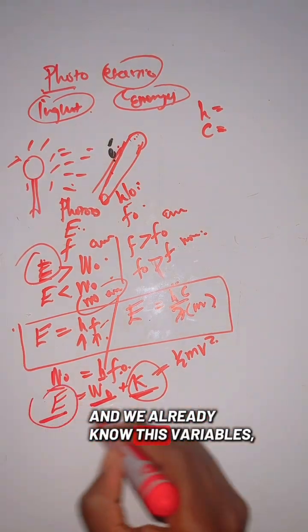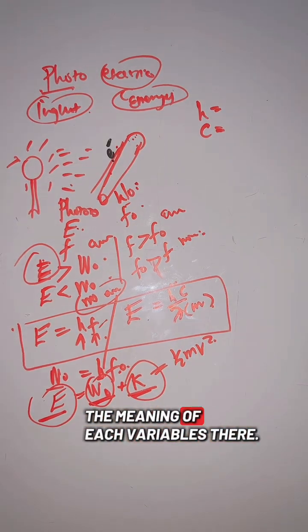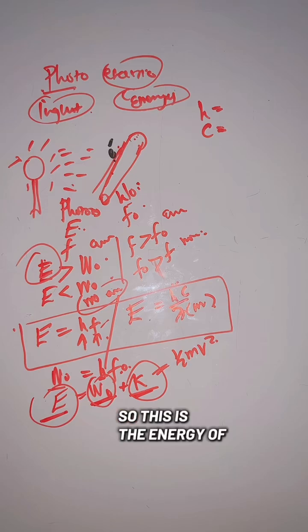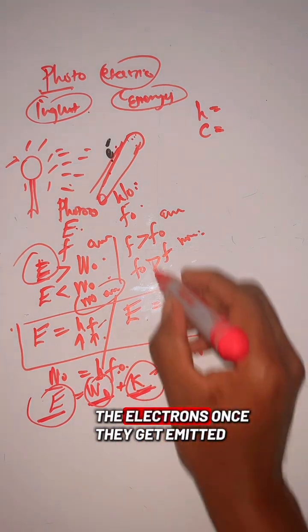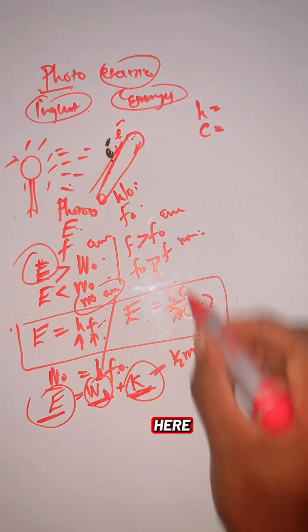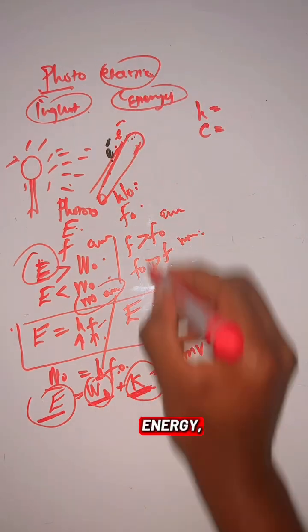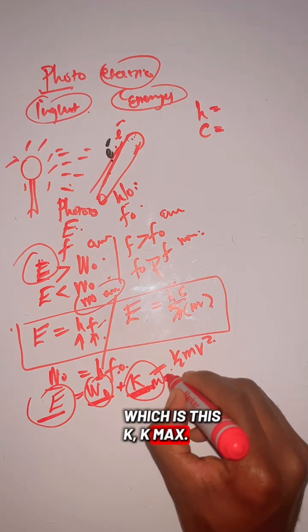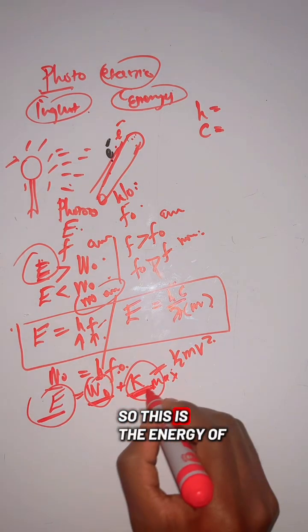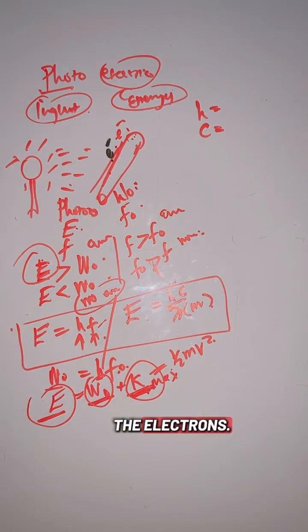And we already know the meaning of each of these variables. So this is the energy of the electrons. Once they get emitted here, they have the kinetic energy, which is this K max. So this is the energy of the electrons.